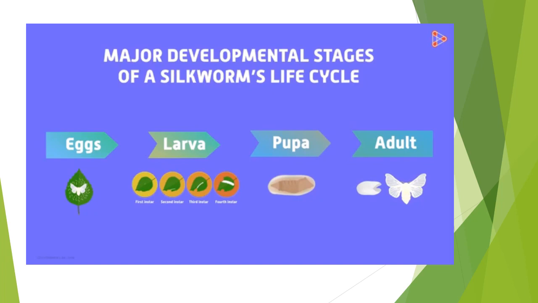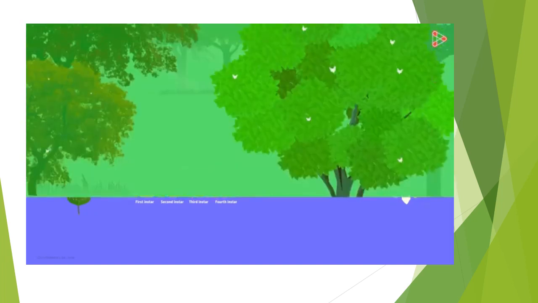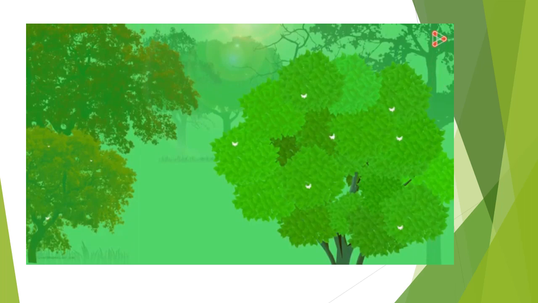But how and where do we get these cocoons from? Do we have to go to the forests where the mulberry trees are? Is there any other way to get them?